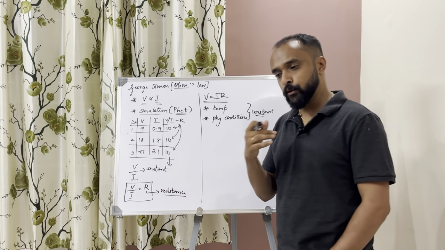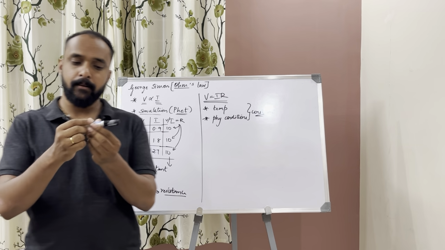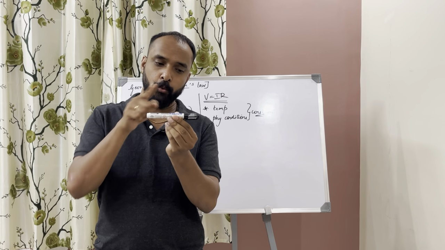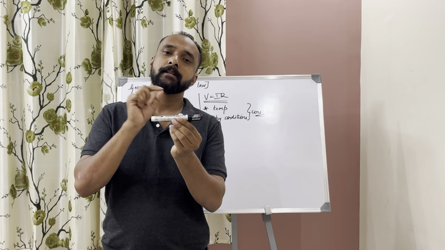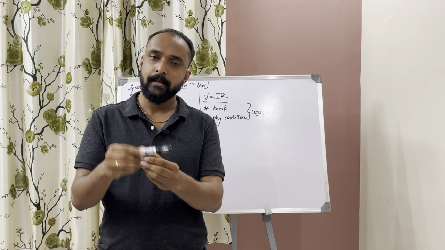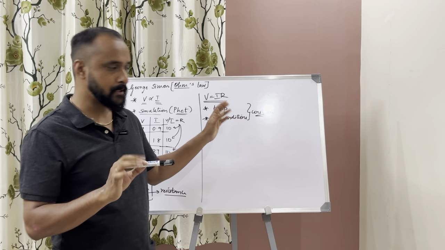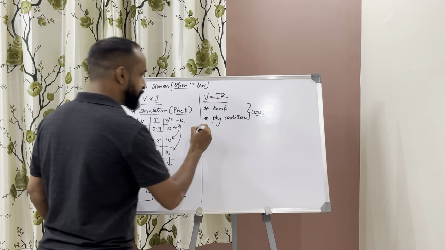So how do you put it in general terms in the exam? The current passing between two ends of the conductor is directly proportional to the applied potential difference, given that the temperature and physical conditions are constant. That's it.